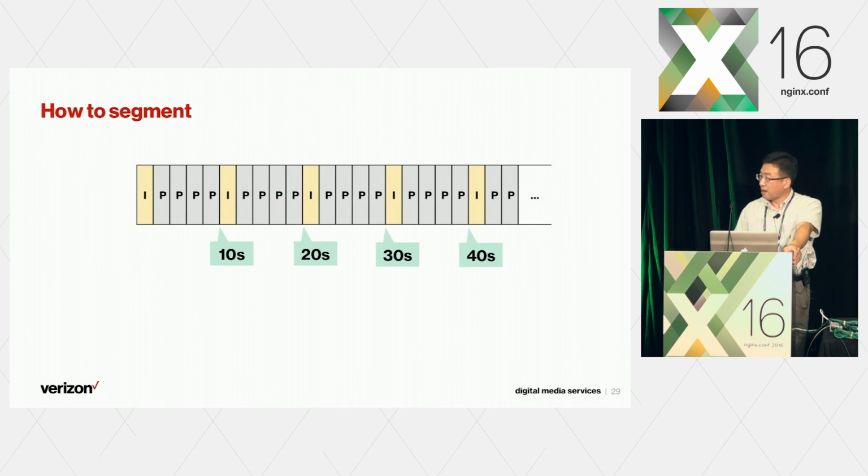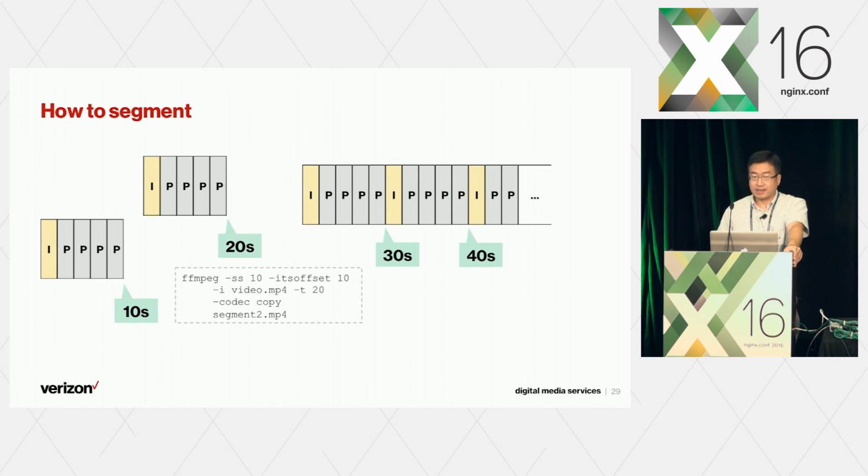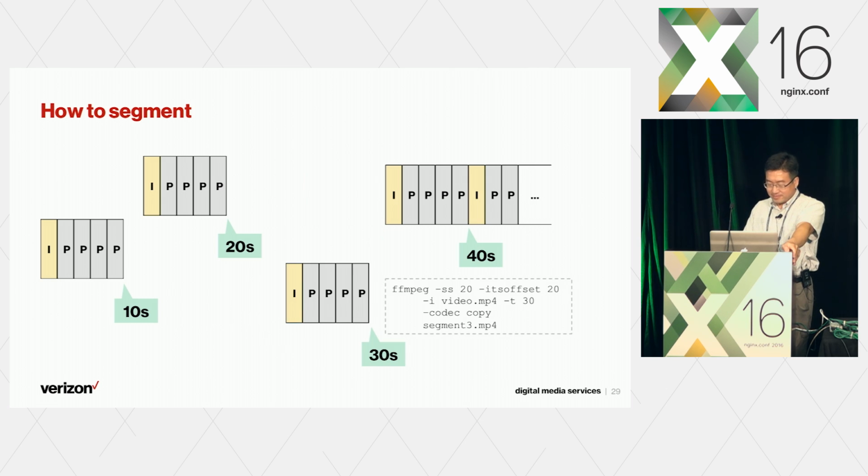So the most important part of segmenting a file and repackaging is how to cut a file into smaller segments. We can do that using FFmpeg. FFmpeg can take -ss with a start time and -t with an end time. If you run this, then you get the first 10-second segment. If you put 10 as the start time and 20 as the end time, then you get the second 10-second segment. Then you can get the third 10-second segment.